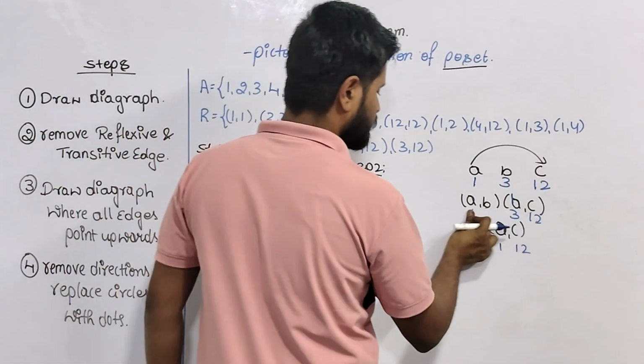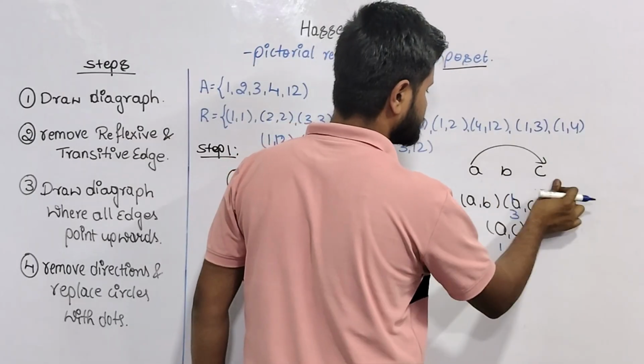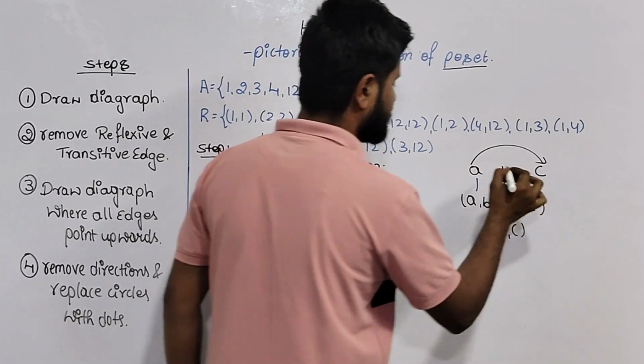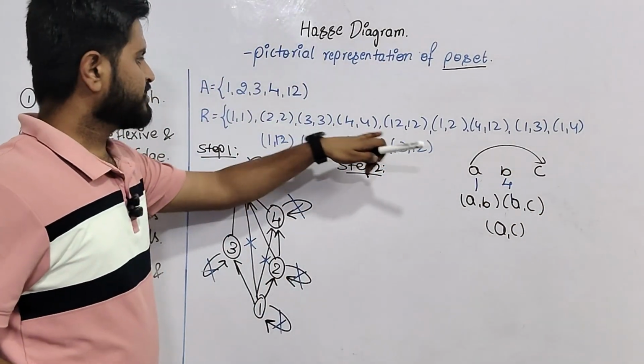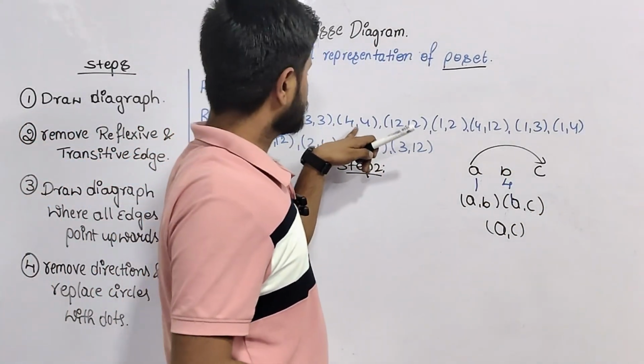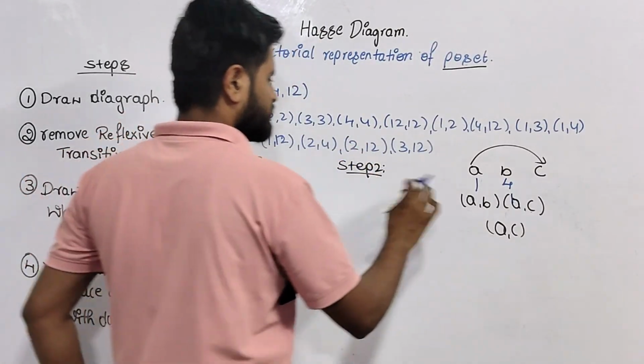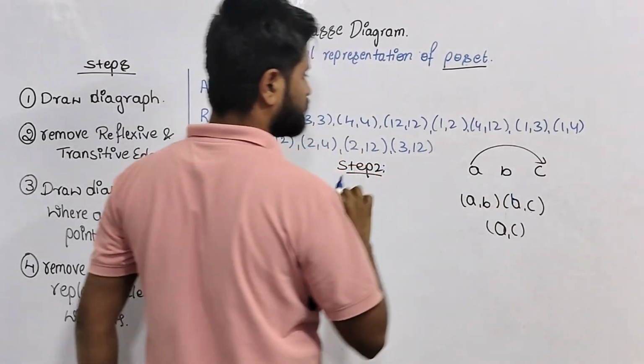Next, 1 comma 3 is over, let's search for 1 comma 4. Next one, 1 comma 4. A value is 1, B value is 4. So whether any relation is starting from 4, don't consider the reflexive one. I told earlier only. So there is no edge. So keep 1 comma 4.